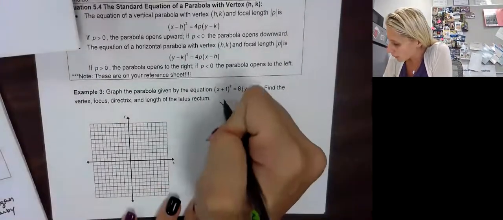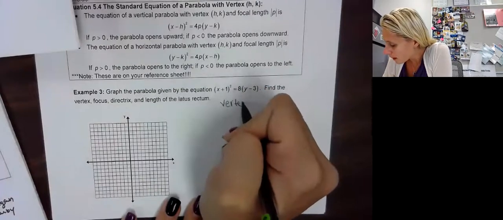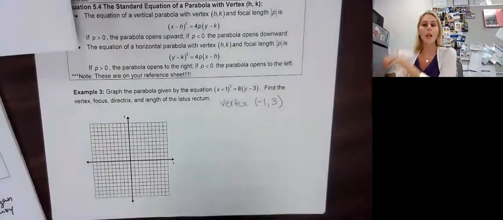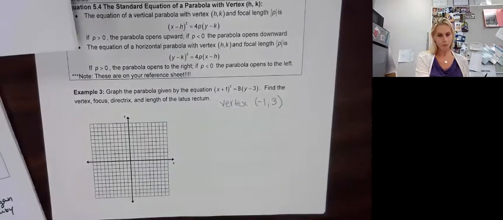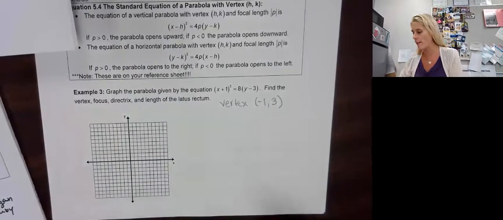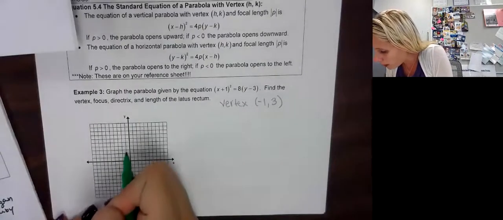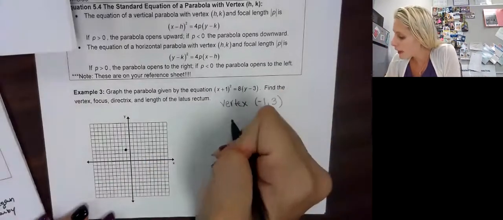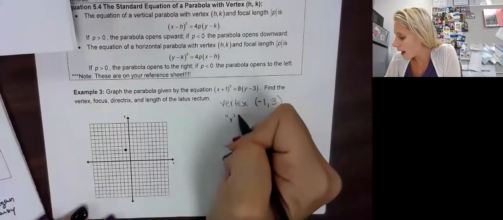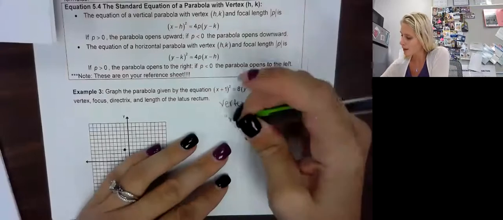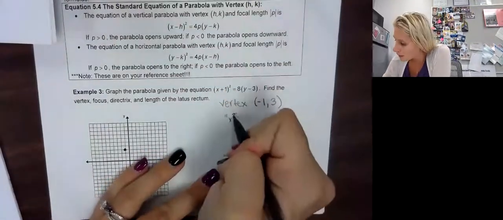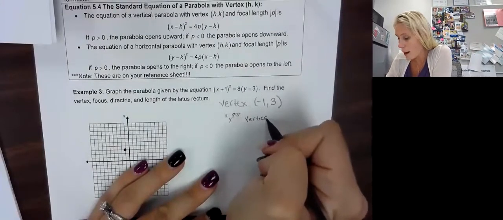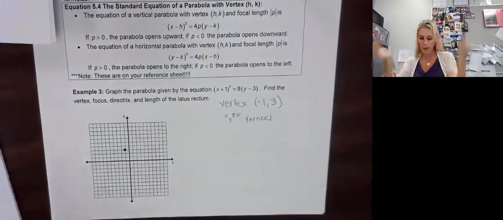First thing I want to point out is the vertex. So vertex, remember it's (h, k), so opposite. So (-1, 3). I'm going to graph things as I go, so that way I'm not trying to throw everything together. So (-1, 3). I also want to write down and remind myself this is kind of an x squared, so it's a vertical. So it's either going to open up or open down, okay?